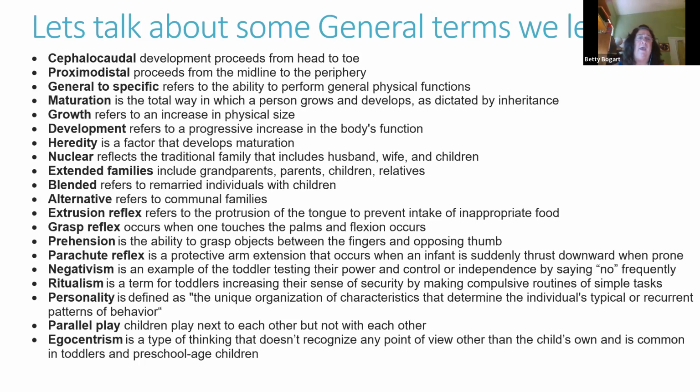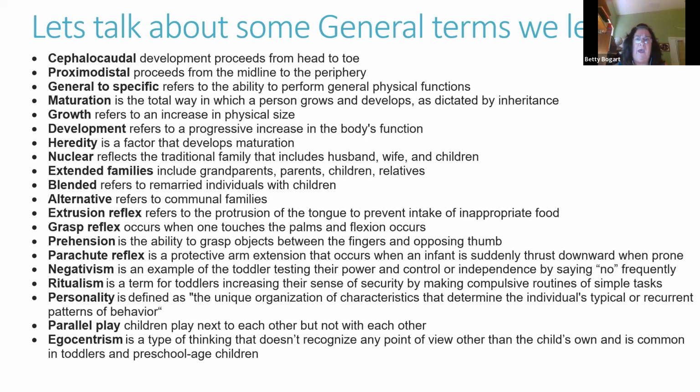Maturation is the way a person grows and develops, and it is dictated by their inheritance. That means, how do they grow? How do they understand? And it does depend on your family, your inheritance, how they teach you, for you to be able to grow and develop normally, or even quicker, depending on how those people help you to grow. Growth is just getting bigger. It's an increase in size.